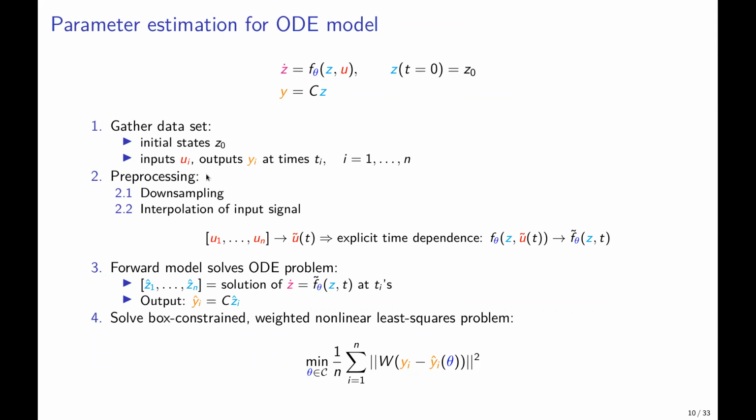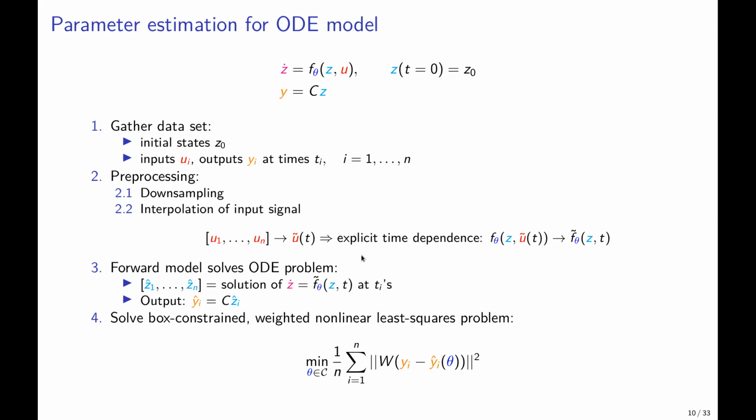And then we do some pre-processing. So normally we downsample the signal, and then we interpolate the input signal. And if we interpolate the input, so we have some sampled u, and then we interpolate it to get a continuous function of t, then we can reformulate our vector field f as being a function of the current state and of the time t. And then we can actually apply ODE solvers to solve it.